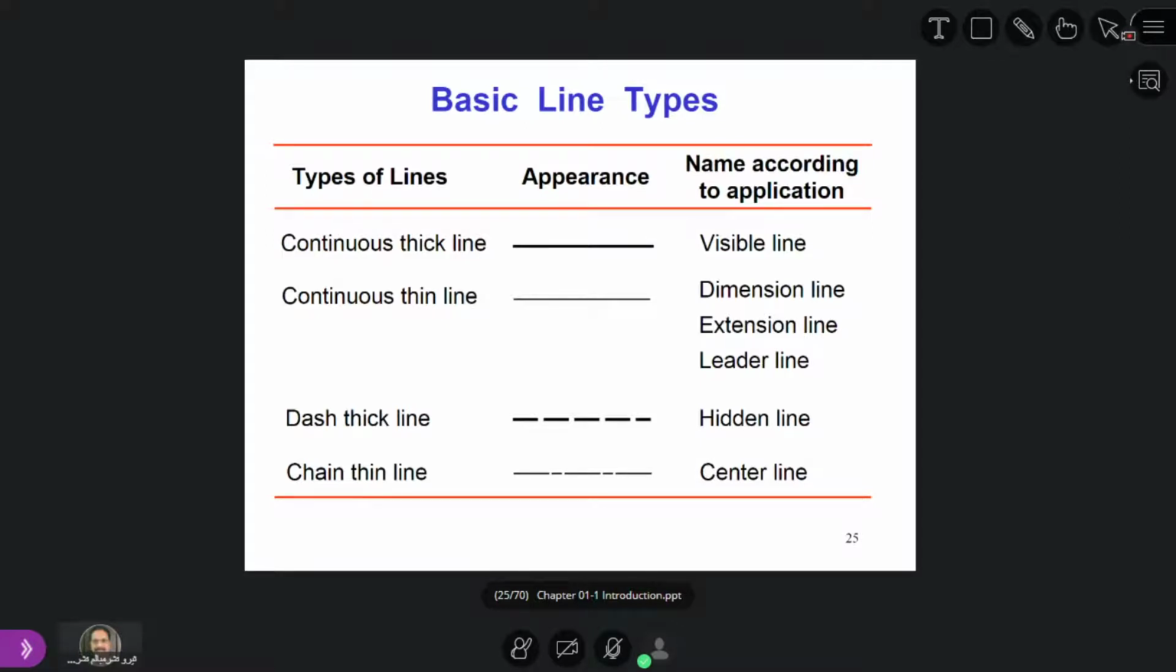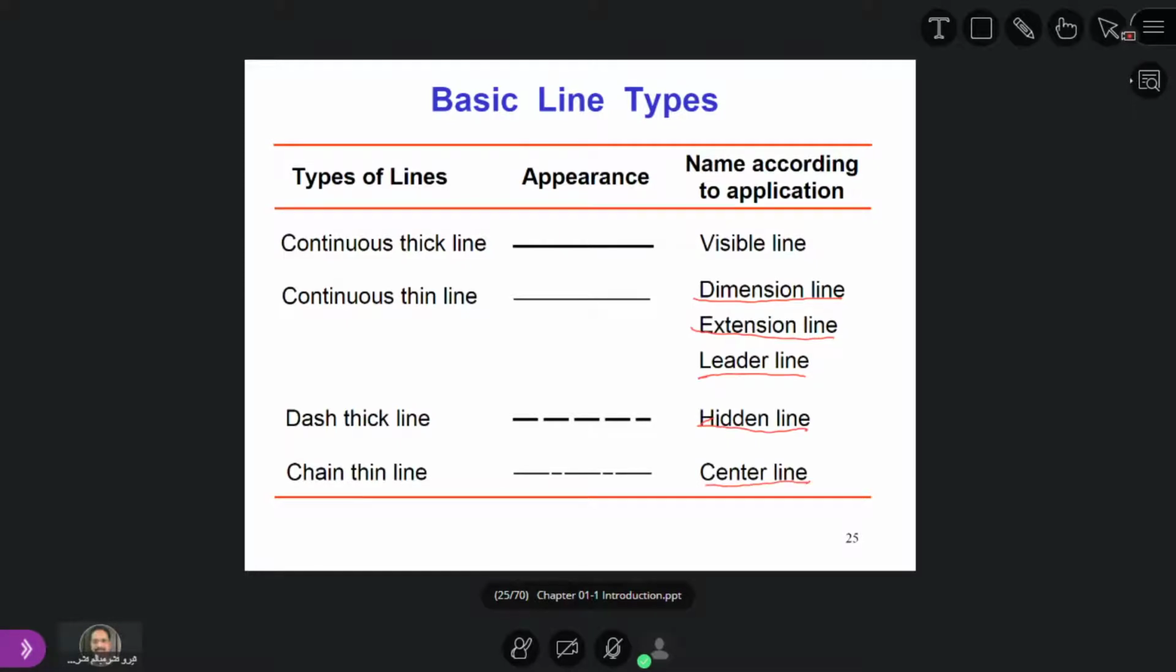A continuous thick line, it's a visible line. Then a continuous thin line. This is dimension line, extension line, leader, and so on. The cut section line and the break lines are all thin lines, like we saw before. Then a dash thick line is a hidden line, and a chain thin line is a center line.